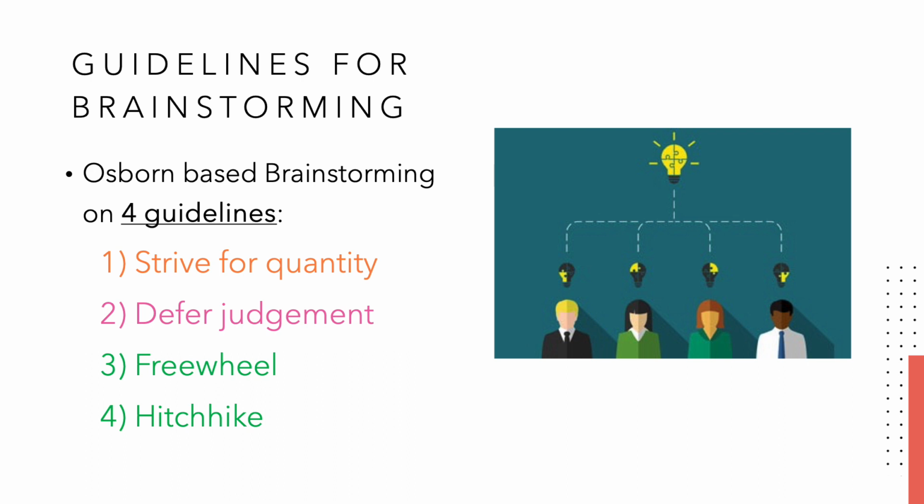We strive for quantity to come up with as many ideas as possible. We defer judgment. You can see that I've circled it in red because that's really the key to effective divergent thinking, to effective brainstorming. And then when you hit a wall, when the flow of ideas starts to slow, when it starts to wane, you can freewheel. You can use the 3rd guideline. You can come up with some wild ideas. Or you can hitchhike. You can rely on the 4th guideline. You could look at some of the other ideas that are already up on the board and try to build off them in some unique and unusual way. So, those are the 4 guidelines for brainstorming, and they really include some helpful best practices and strategies for effective brainstorming.